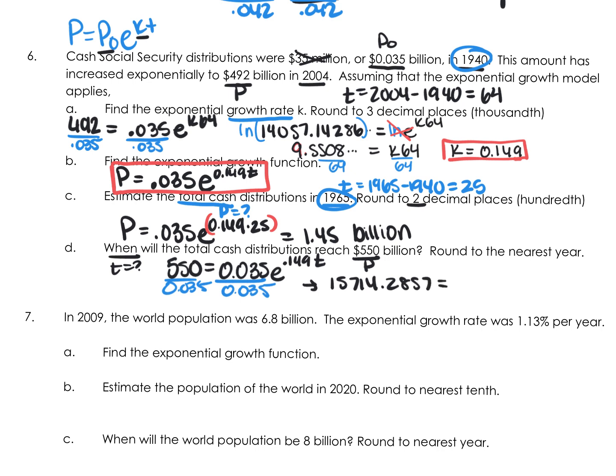15714.2857. You can keep the whole number, or you can stop at 4 decimal places. Either one will not cause any problems with these kind. We'll ln both sides. That will cancel out with the e. And then ln of that will be 9.6623. You can keep the whole decimal if you want. Then we'll divide by 1.149.